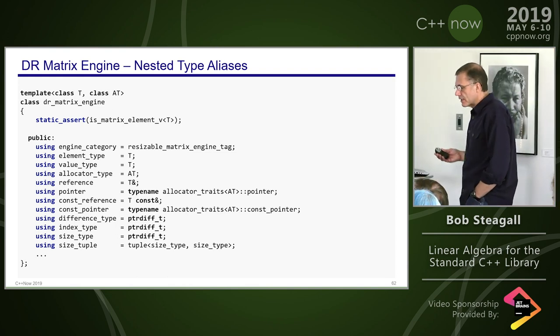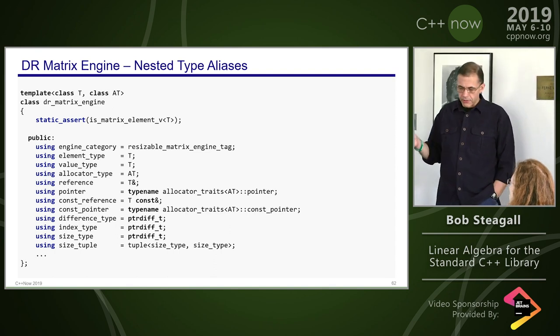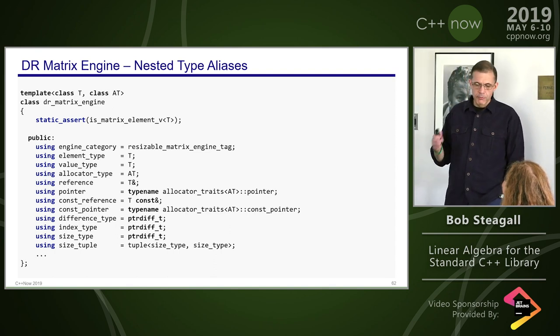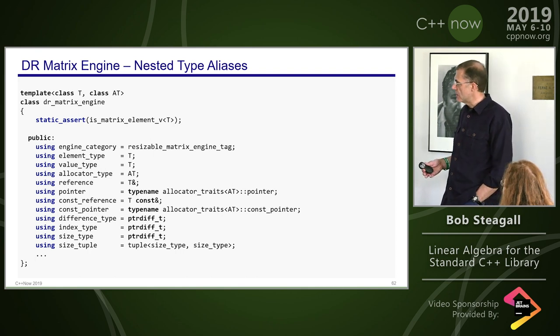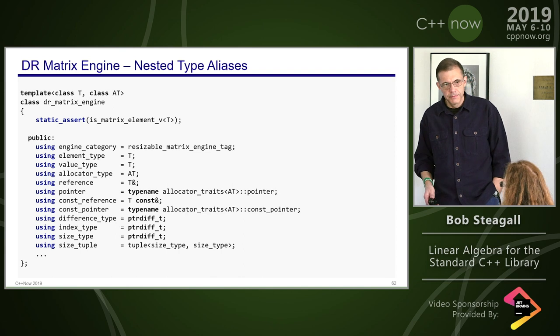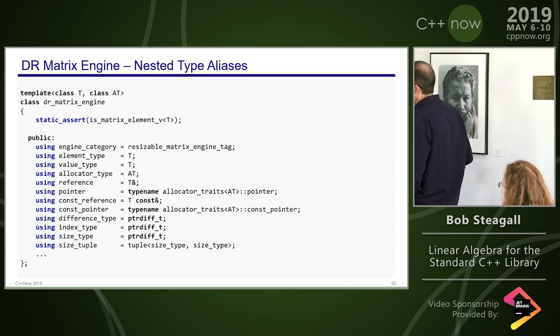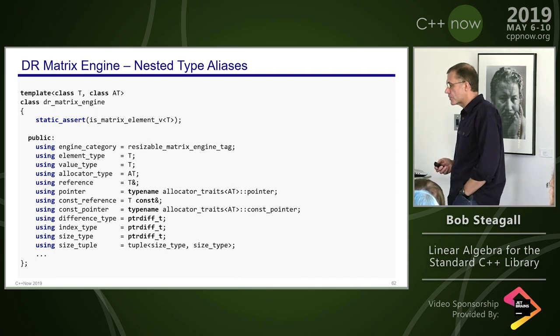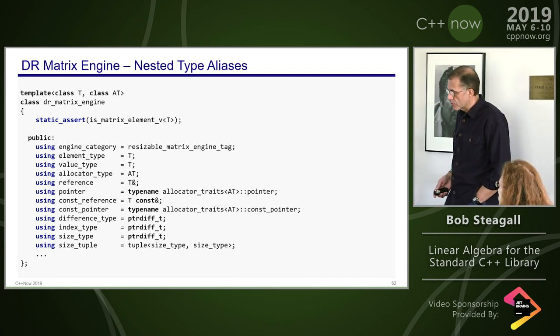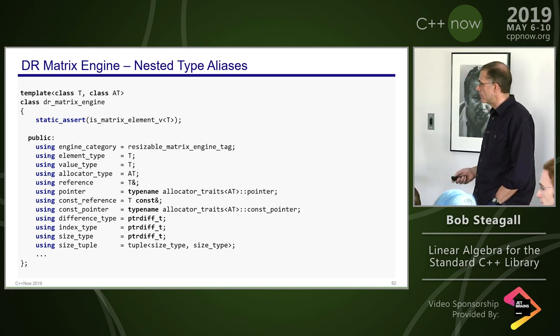So we basically say, all right, we're going to punt on this question. For member functions that return size, we're going to use size type. For member functions used for indexing, we're going to use index type. And for now, they're all going to be the same type, ptrdiff_t. We also have a nested typedef called size tuple, which is just a pair of two sizes for convenience, so that you can return the size of a matrix in one object instead of two.